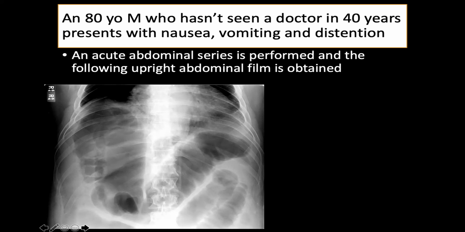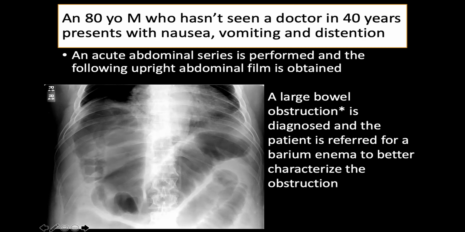Again, we're looking at lines and tubes, don't really see any stones. Bones look okay. Mass, can't really see anything, but gas is not looking good here. Again, laws of burps and farts. A large bowel obstruction is diagnosed, and the patient is referred for barium enema to better characterize the obstruction. Why does this person have this obstruction and dilation of his large bowel? Again, we don't have measurements here, but greater than 6 centimeters. I could believe it might be that.